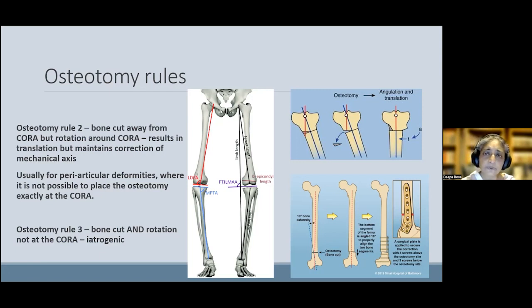Osteotomy rule 3 is where the bony cut and the CORA are not related at all. So you make your bony cut at a different place from the CORA, and you also do your correction at a different place from the CORA. And that will give you no correction. It will give you a secondary deformity. So this is an iatrogenic problem, and we try to avoid this at all costs.